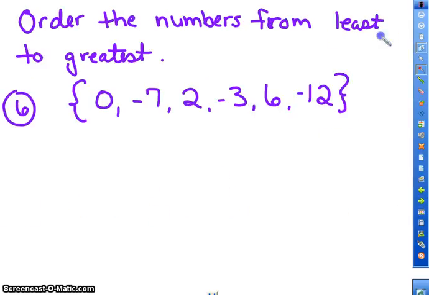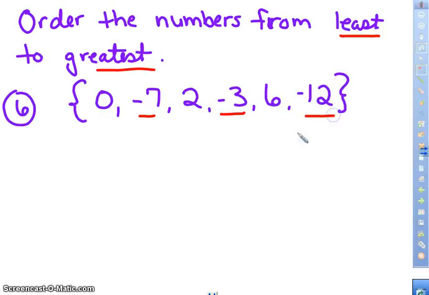Now we're going to order the numbers from least to greatest. And on your test, pay attention to whether you're ordering from least to greatest or greatest to least. Okay, so I'm going to start with my negative numbers because I know that they are the smallest. My negative number furthest from 0 will be the smallest number, so that would be negative 12. Then negative 7. Then negative 3.